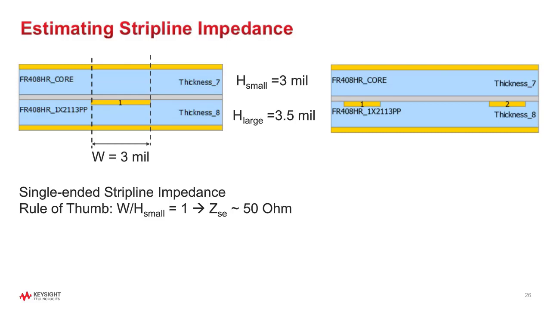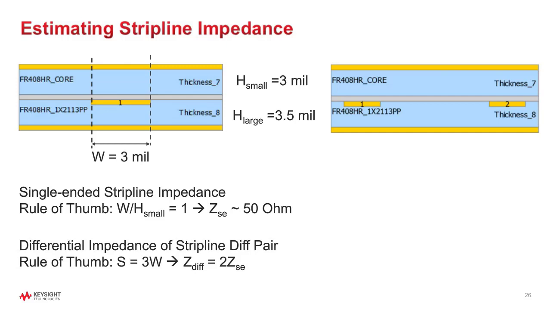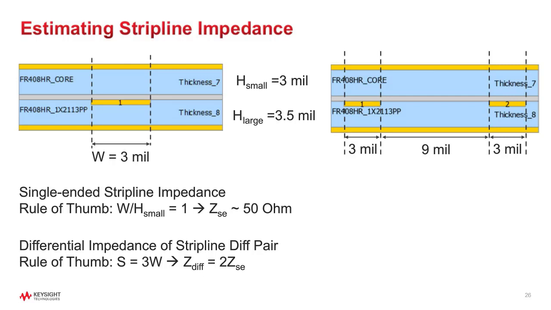Similar idea to the microstrip line. The rule of thumb for a differential stripline is also 3 times the trace width. So we can see here, if my 50 ohm single-ended line is 3 mil, given the substrate, we have 2 single-ended lines with a 9 mil spacing, that's 3 times the trace width, that would give us about 100 ohms.